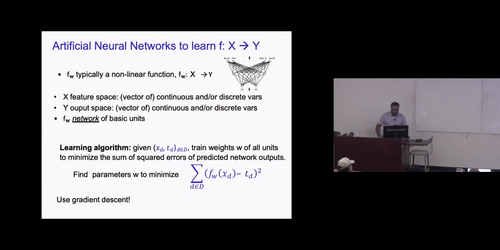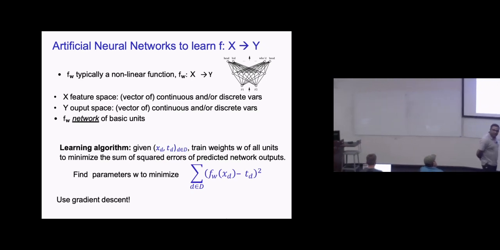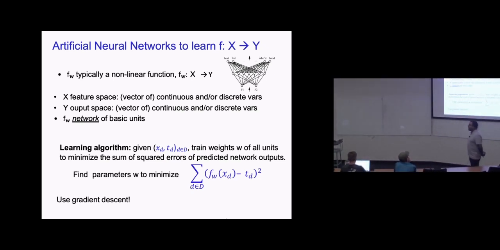Okay, so in the last class, we were talking about artificial neural networks. And we said it's basically a network. And a network is just a graph.